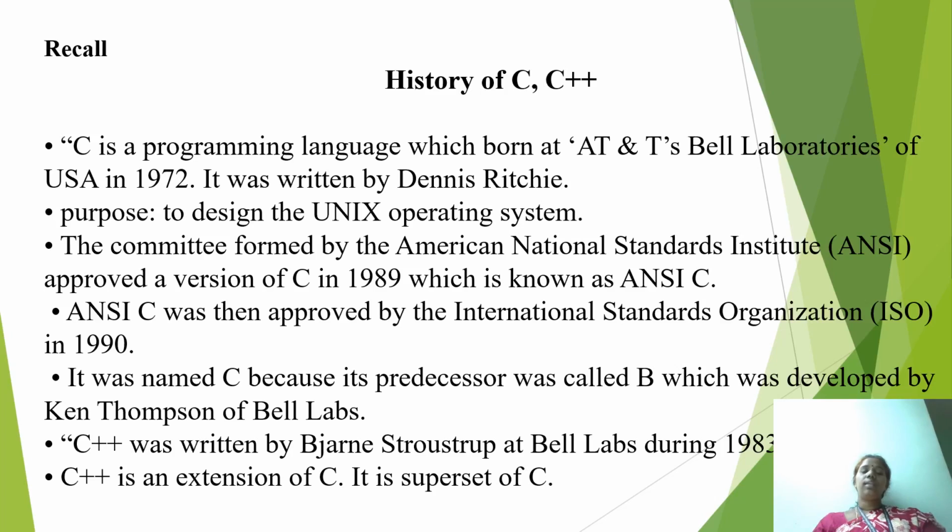ANSI C was approved by the International Standards Organization, that is ISO, in 1990. It was named C because its predecessor was called B, which was developed by Ken Thompson of Bell Laboratories. C++ was written by Bjarne Stroustrup at Bell Lab during 1983. C++ is the extension of C and also called superset of C.